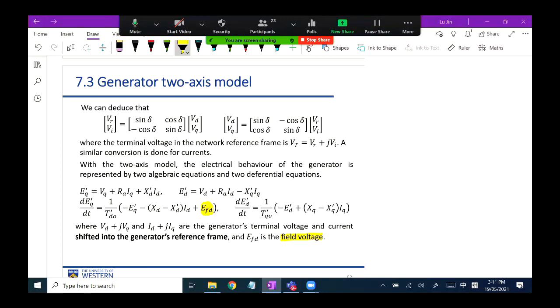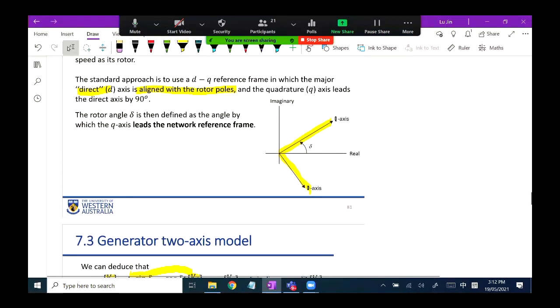On the left-hand side of the equation, you have VR and VI. R for real, I for imaginary. On the right-hand side, the rightmost, you have VD and VQ. This is the voltage on the direct axis and the voltage on the quadrature axis. Between these two vectors, the sine and cosine matrix in the middle is the transformation matrix for the conversion between the two different systems. But why do you have sine delta, cosine delta, negative cosine delta, sine delta as the elements in this matrix? That's easy. Go back here.